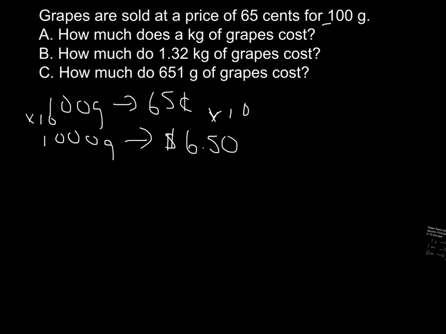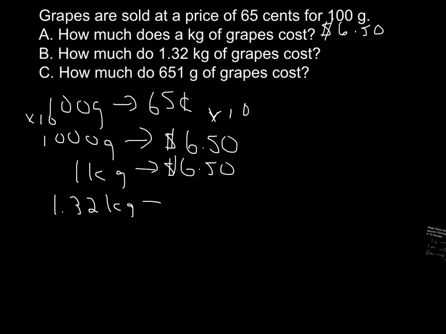How much does a kilogram of grapes cost? It cost $6.50. Now that's a type of unit rate. It's a type of unit rate that says that 1 kilogram is $6.50. And now I want to know, what if it was 1.32 kilograms? And this is why knowing the unit rate, the rate per 1 kilogram, is so important. Because all we have to do is multiply now. We've gone from 1 kilogram to 1.32 kilograms. And so we would say, well, what is 1.32 times 650, right? 1 times 1.32 over here.